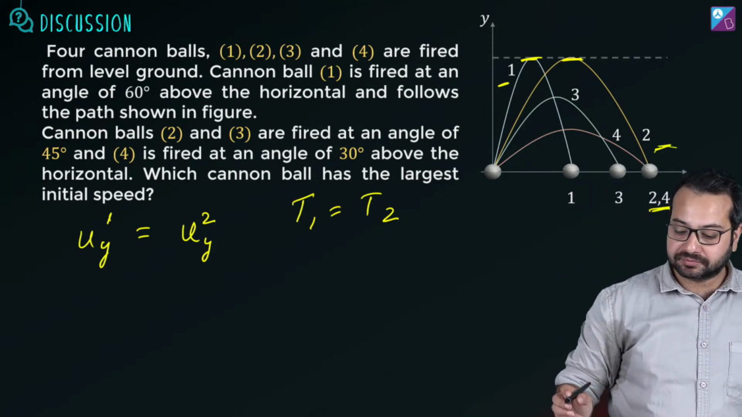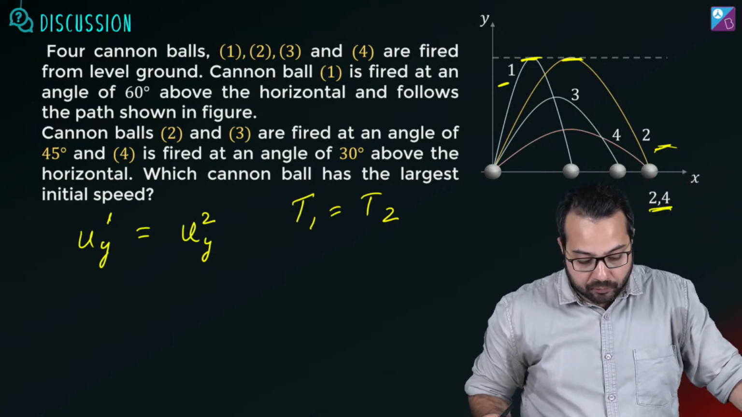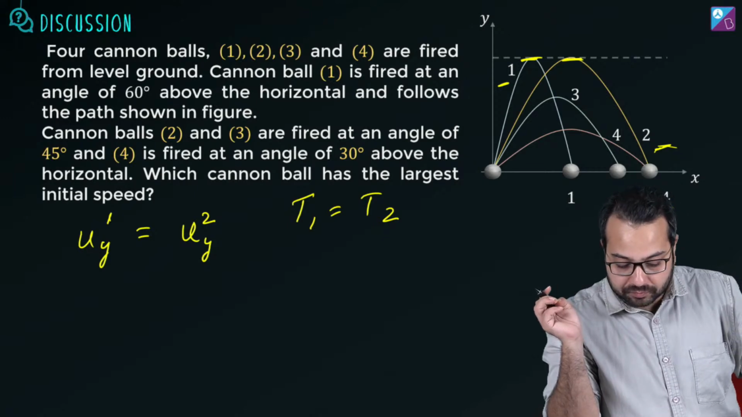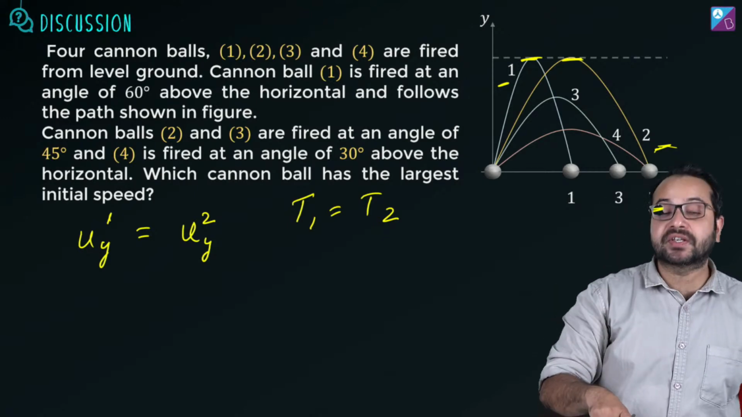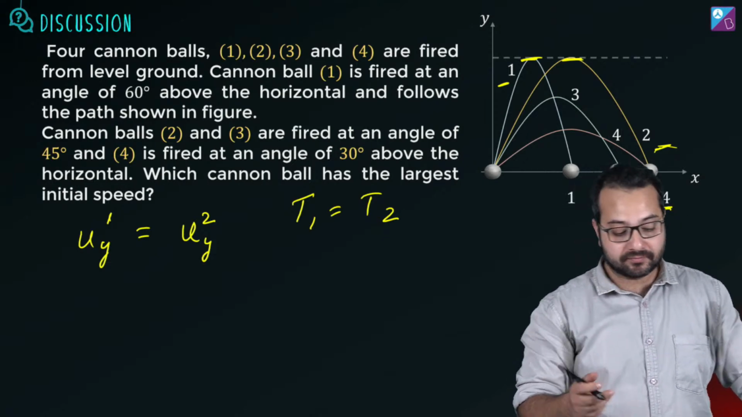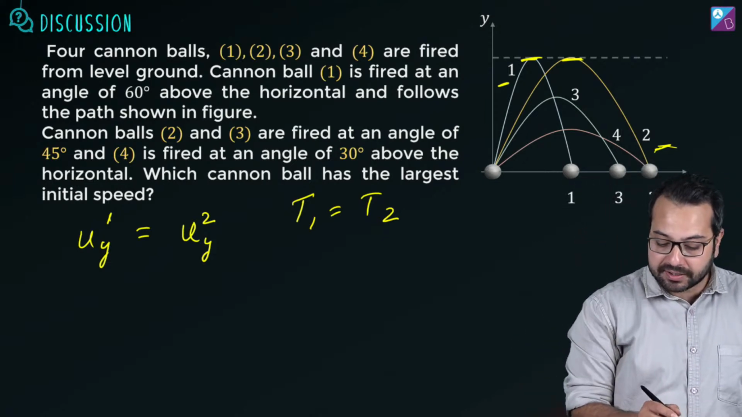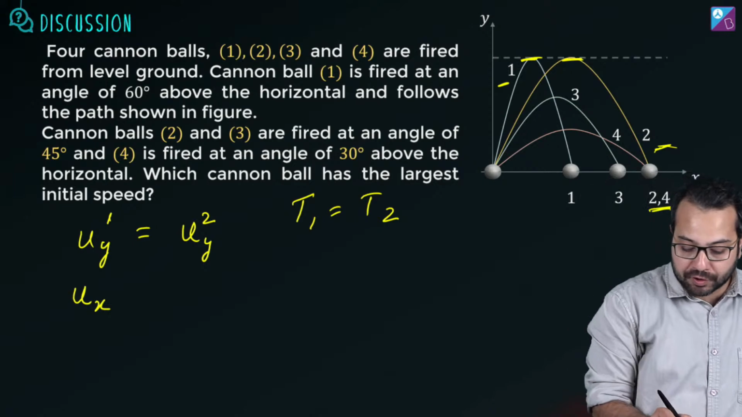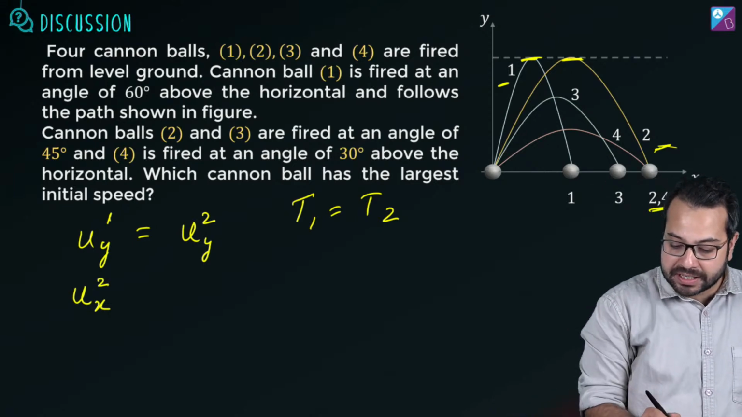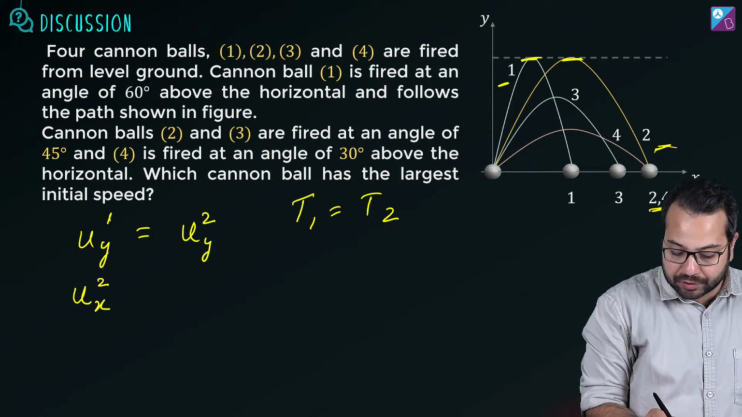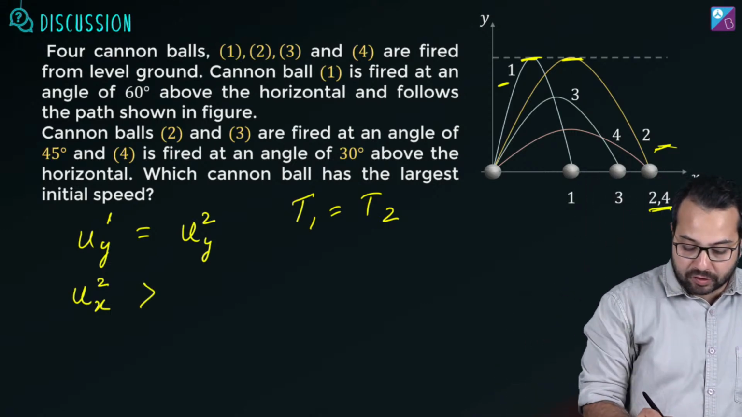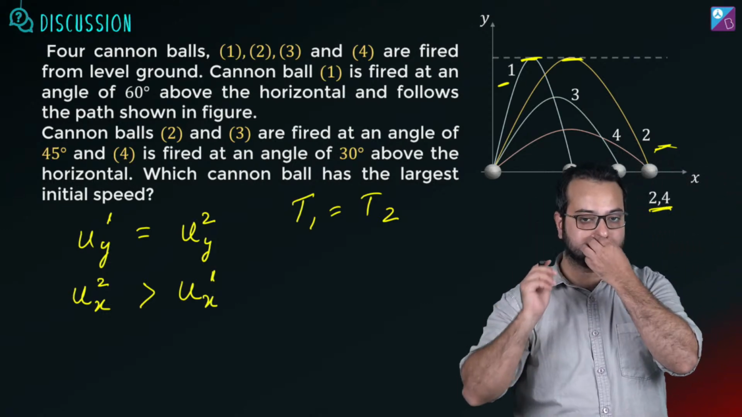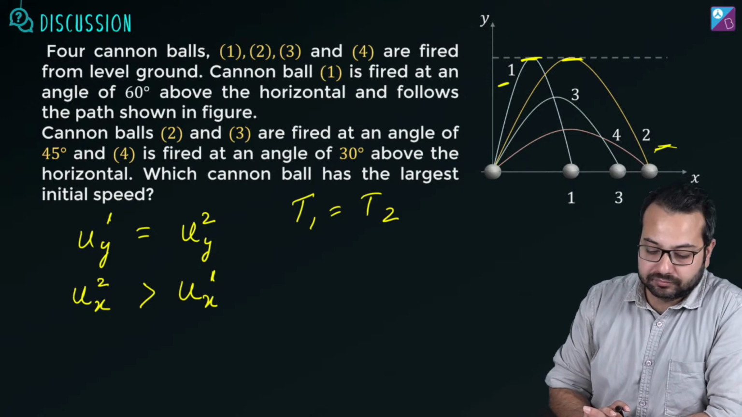Which means, sorry, what are we comparing? We are comparing 1 and 2. Correct. So, x किसका ज़्यादा है? x 2 का ज़्यादा है. यानी we can say that the velocity in the x direction for 2 is going to be greater than the velocity in the x direction for 1. Can we say that? ठीक है, can we say that?